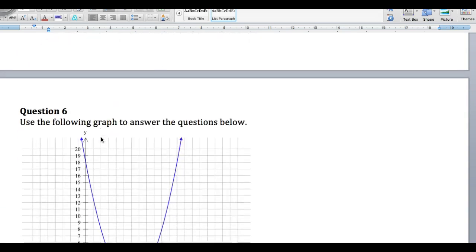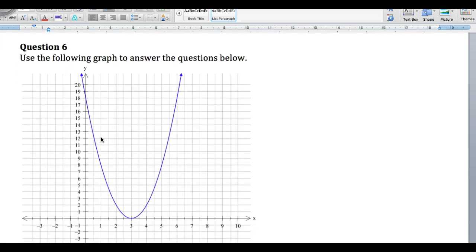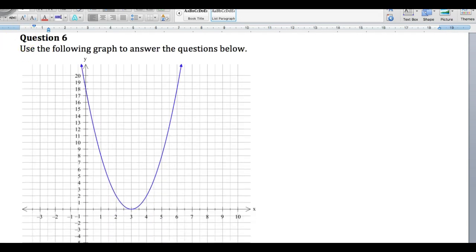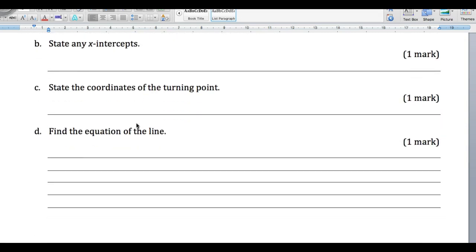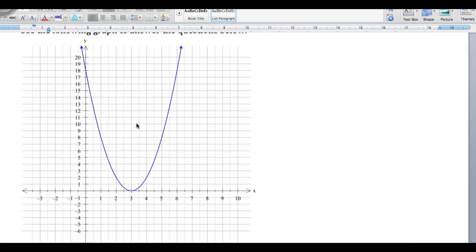I'm pretty sure there's, okay, question 6. Sorry. Use the following graph to answer the questions below. All right, let's just see what the question is. Is it just finding the equation? Okay, let's just find the equation, because the other things we can clearly see. So your y-intercept there is at 18. Your x-intercept is at 3, 0, and your turning point is also at 3, 0. So finding the equation of this graph.